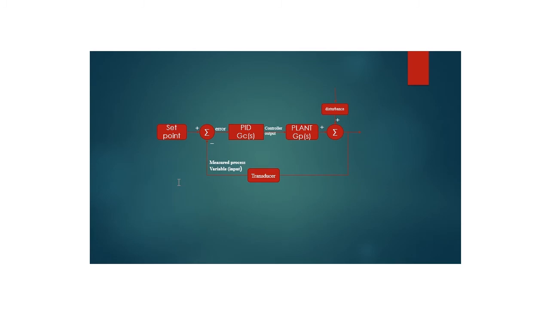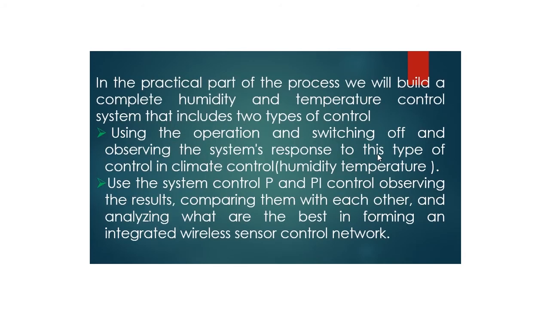This is a general block diagram for a control loop: the set point, the PID controller, the plant, the feedback transducer, and the disturbance affecting my system.